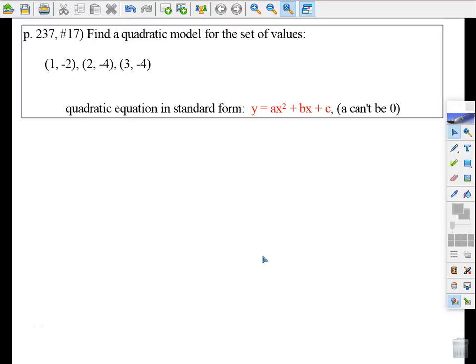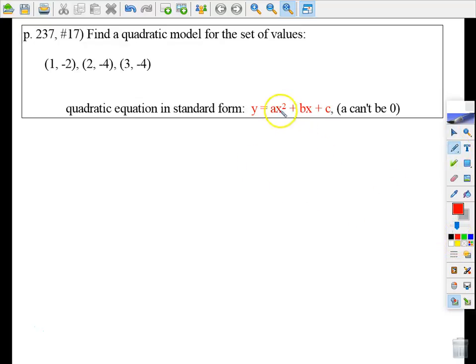Here's some homework help for your assignment on page 237. This is number 17. And this one is just like what you will do on numbers 16 and 18. So here's how this works.